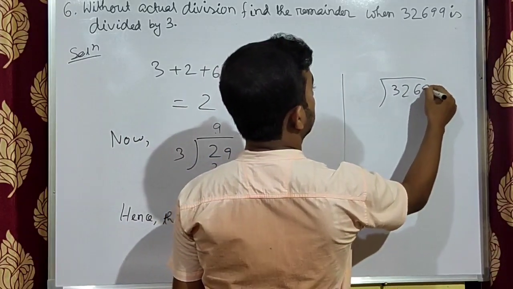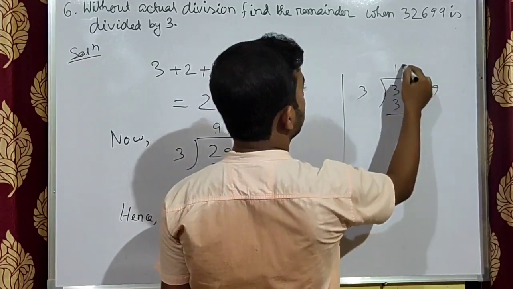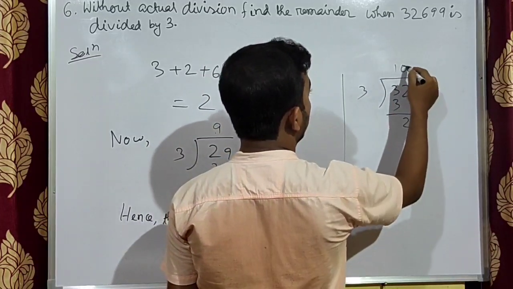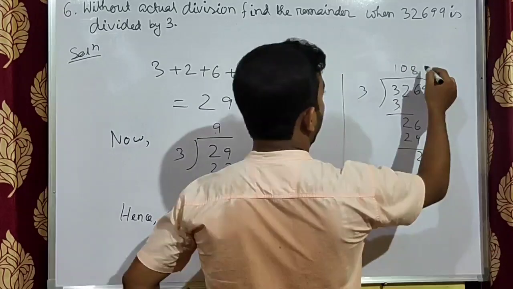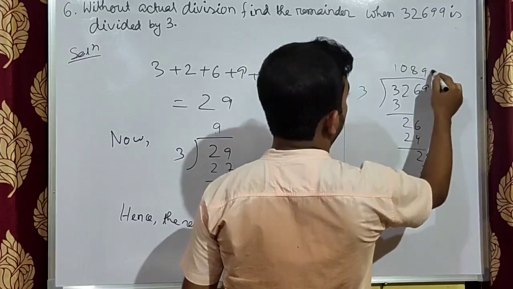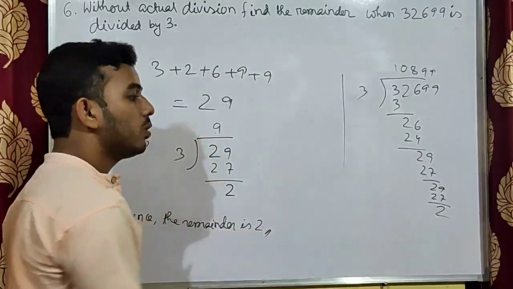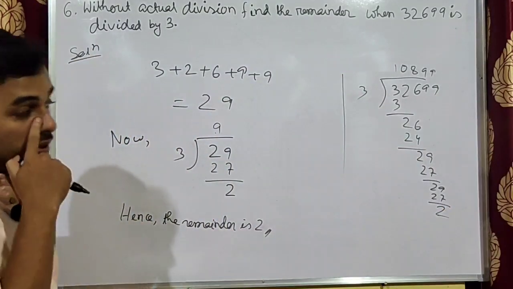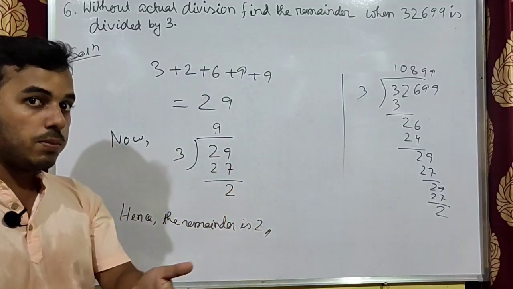32699 divided by 3: 3 into 3 is 1, 2 not possible, 0, 6, 3 into 8 is 24, 2, 9, 3 into 9 is 27, then again 2, 9, 3 into 9 is 27, remainder 2. Look, the same remainder, right? This is known as actual division. The earlier method is not actual division; we have used certain techniques.